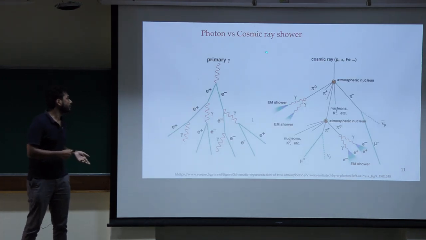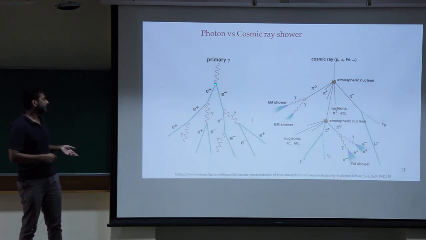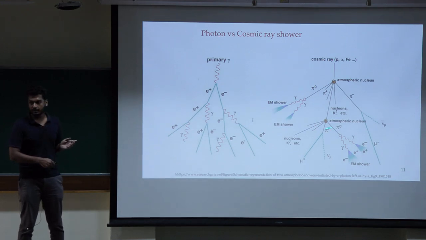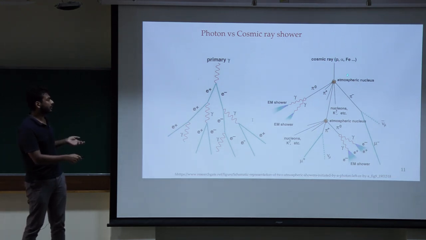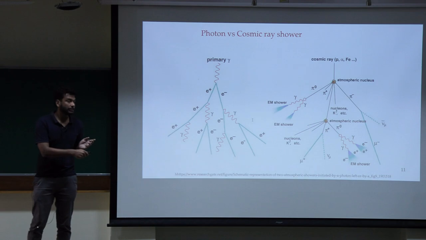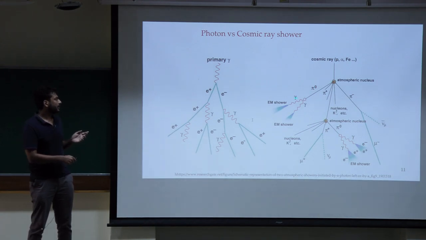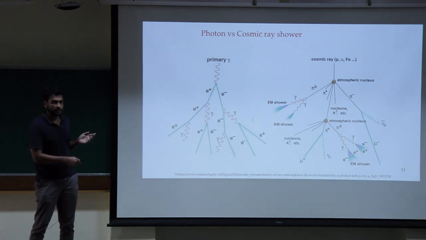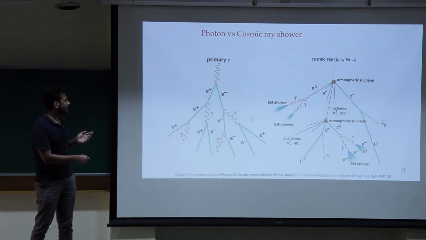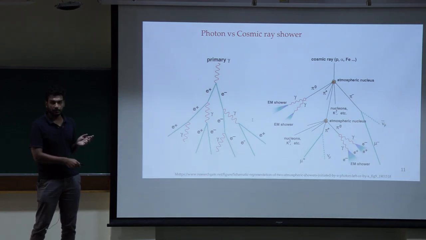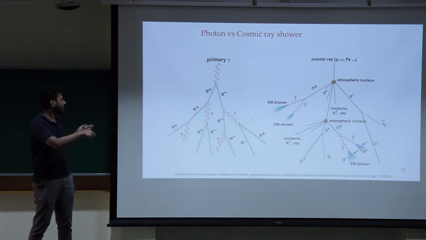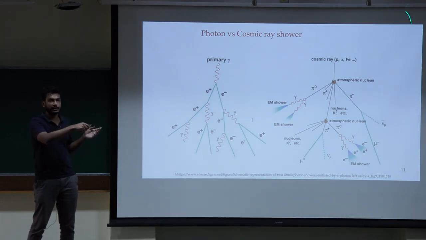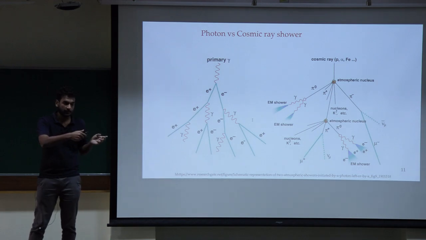So if you have a gamma ray and it interacts with the atmosphere, it is mostly going to produce an electromagnetic shower. But if you have a cosmic ray and it interacts with the atmosphere, it can produce particles like pi 0, pi plus, pi minus. And at the end of the day, they will also give you a muon. So if you have a muon detector, you can differentiate whether the shower is coming from gamma rays or from cosmic rays.